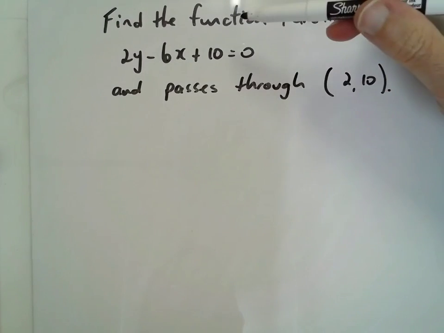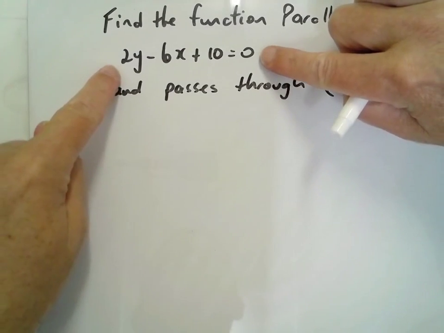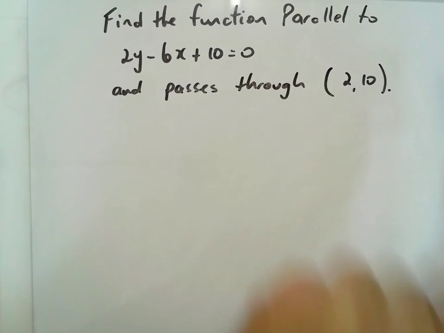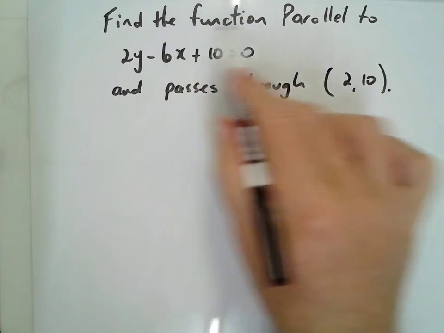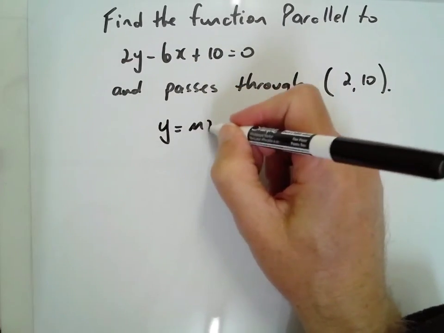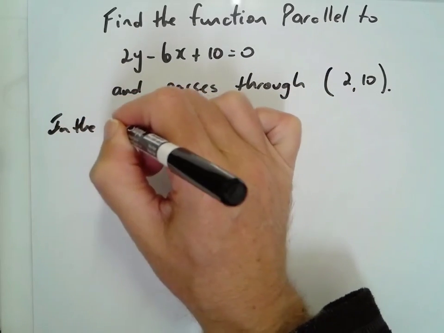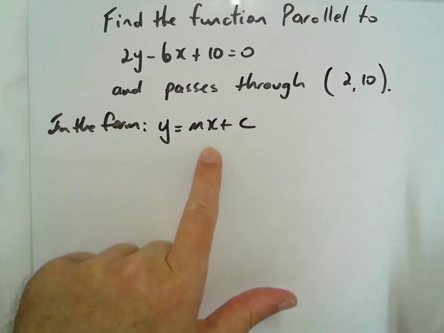Here we have to find a function that is parallel to this given function and also passes through the point (2, 10). So clearly where we start with all of these is that we know the function that we're needing is y equals mx plus c.